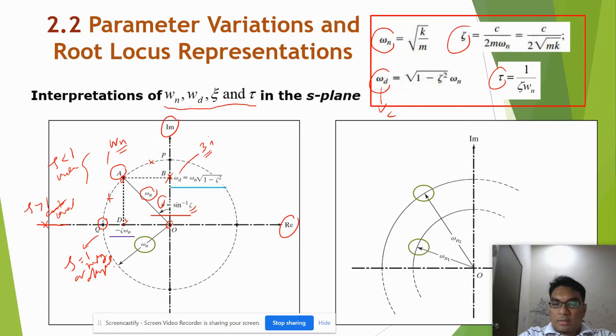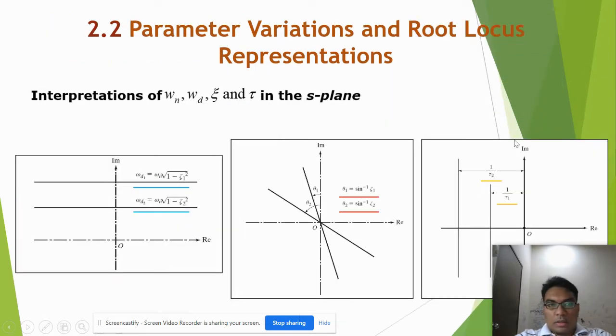As we have learned in the rules before this, as the plot moves higher on the imaginary axis here, omega n will be increased, the frequency will be increased. So omega n2 is basically bigger than omega n1. Okay, the next one is on the same plot.